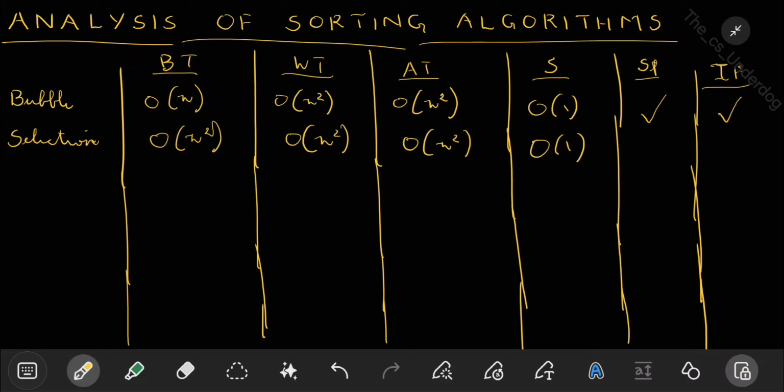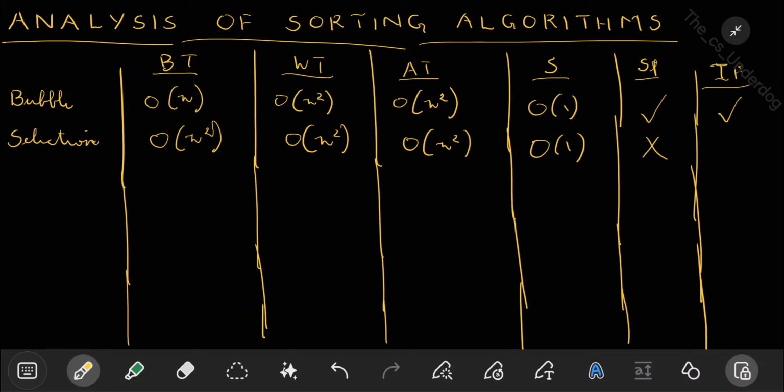Is it stable? Bubble sort was stable, but selection sort is not stable, and the reason is that you are swapping whichever is the smallest element to its right place. This swapping is not like the bubble sort swapping, which was between adjacent elements. Here, swapping is done between some random elements, because of which even two elements with the same value may get two different positions. So the ordering may be altered, because of which it is not stable.